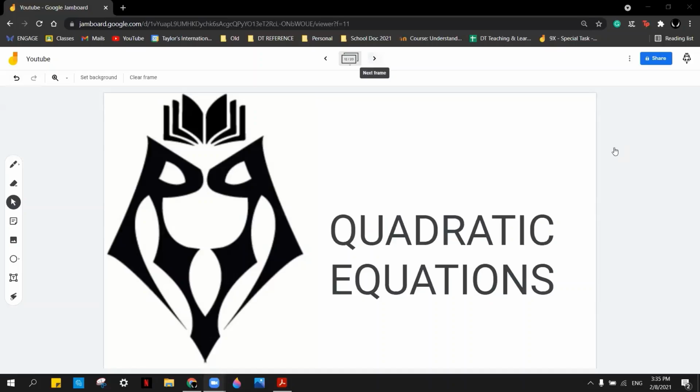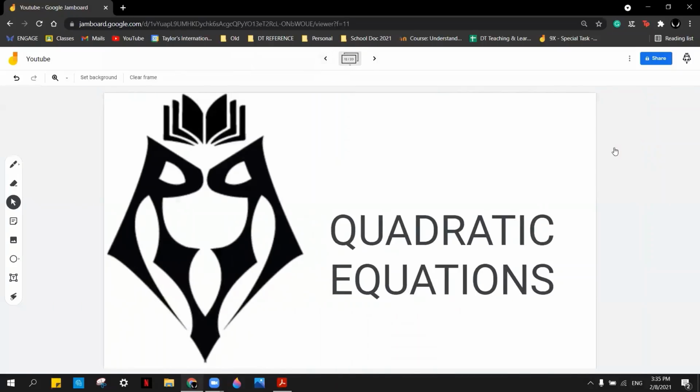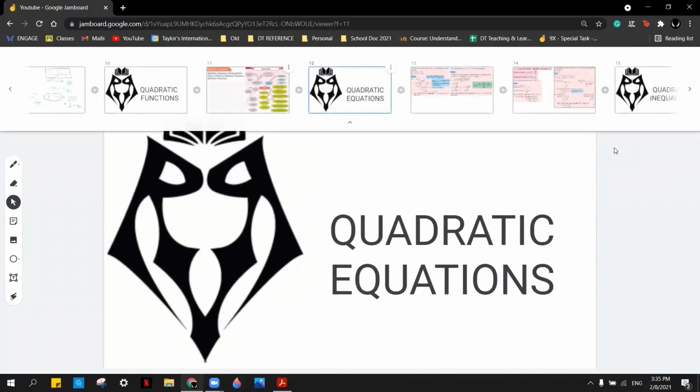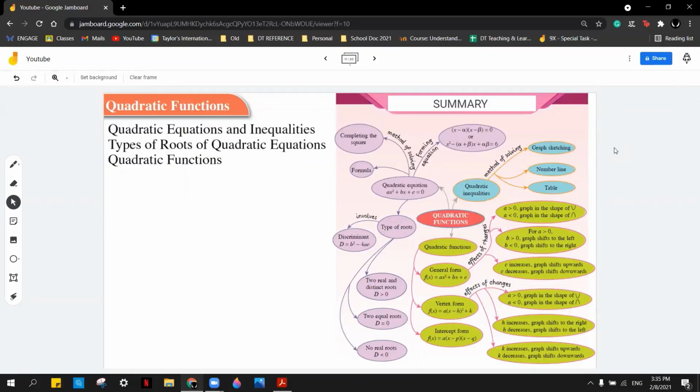Today we're going to talk about quadratic equations. Quadratic equation, what is it all about? Usually, quadratic equation here is talking about three sections. First, we are talking about quadratic equations and inequalities, types of roots of quadratic equations, and quadratic functions. So I have decided to divide it into subsections here, because I don't want to tell it all in one day and confuse you guys too much. It's a long video then.